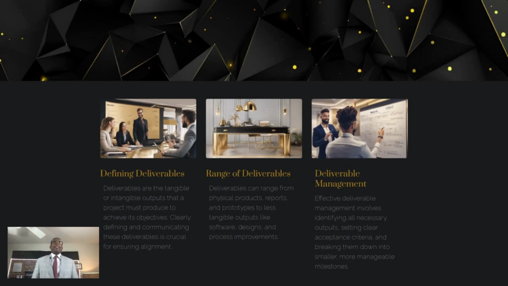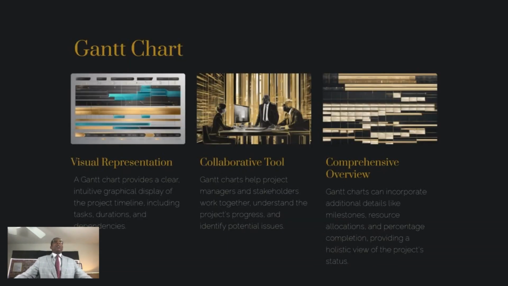So what can I expect? And then you could just look at the range of deliverables and then basically managing those particular pieces. Let's move on to the next one.